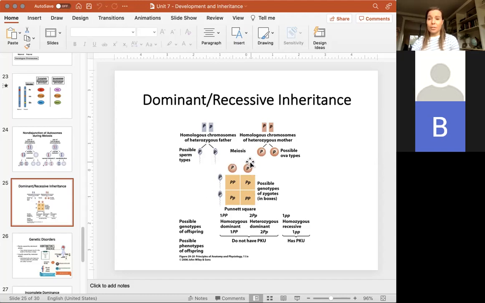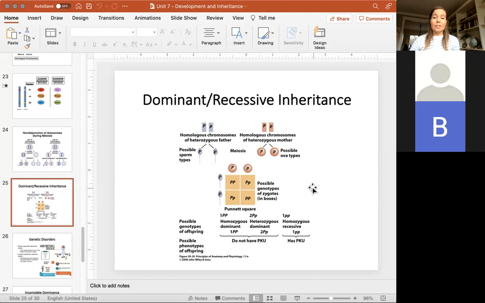And then we did the mother's genotype. We put her alleles at the top. So we have the capital P above this column of boxes and the lowercase p above this column. And then what you do is bring the letters down and across. So you bring the capital P down into this box and this box. The lowercase p goes into this one and this one. And then we do the same thing with the dad. We have the capital P, we bring it into this box and this box. The lowercase p goes into this one and this one.